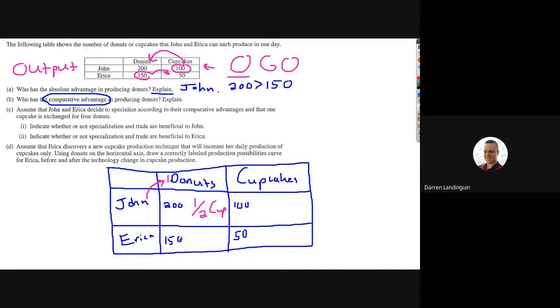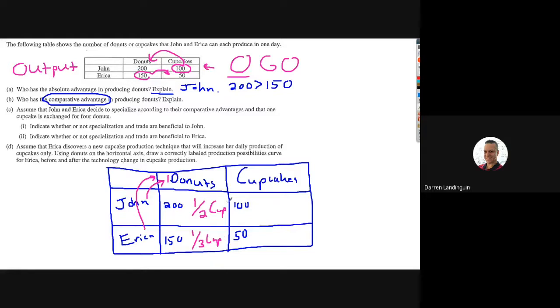Okay, so let's do Erica here. Every time Erica focuses on producing 1 donut, she gives up what? 1/3 of a cupcake. Good. Now, if you kind of lose me along the way here, you're like, uh-oh, I just lost it, that's okay. You got lots of chances to practice it today.